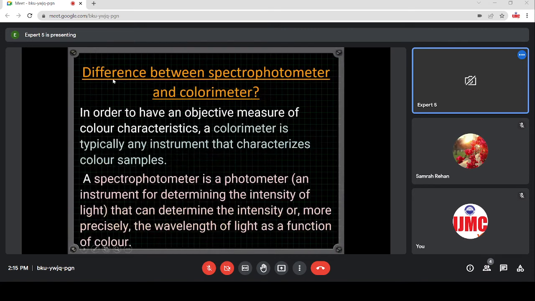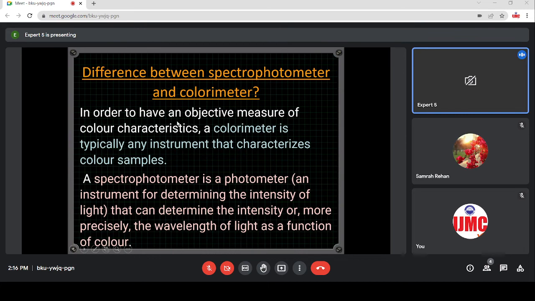Next, the difference between spectrophotometer and colorimeter. Because the colorimeter is used only for detection of colored compounds, and for colorless compounds we generally use spectrophotometer. Spectrophotometric analysis includes UV visible spectrophotometry, IR spectrophotometry, or FR spectrophotometry, and these are based on the range of wavelength the compound shows.